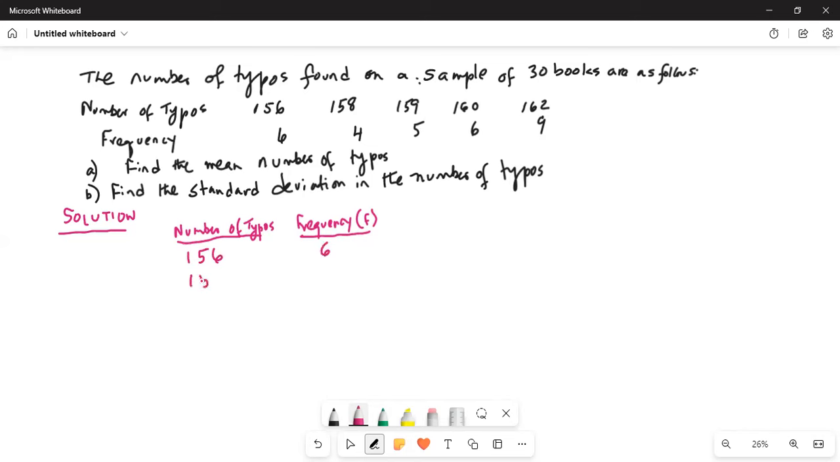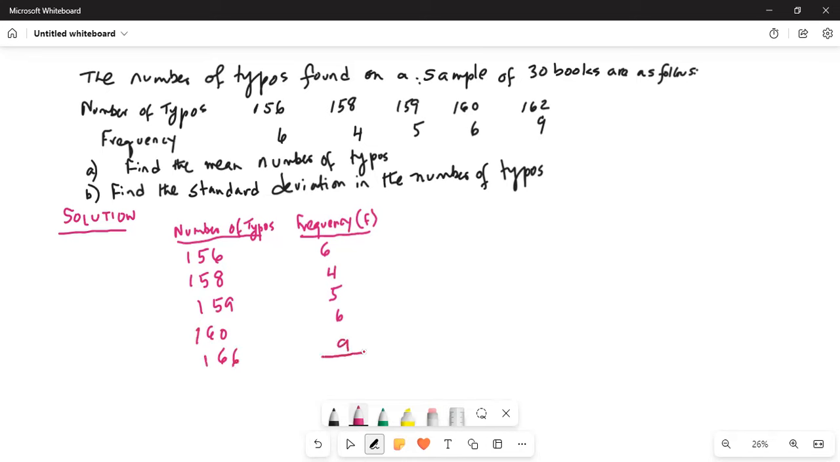Next one is 158 and the frequency of that is 4, meaning 4 books containing 158 typos. And then number of typos is 159 and the count is 5. That means 5 books containing 159 typos. And then 160 and the count of books is 6. And the last number of typos is 166 in a book and the count for it is 9 books.